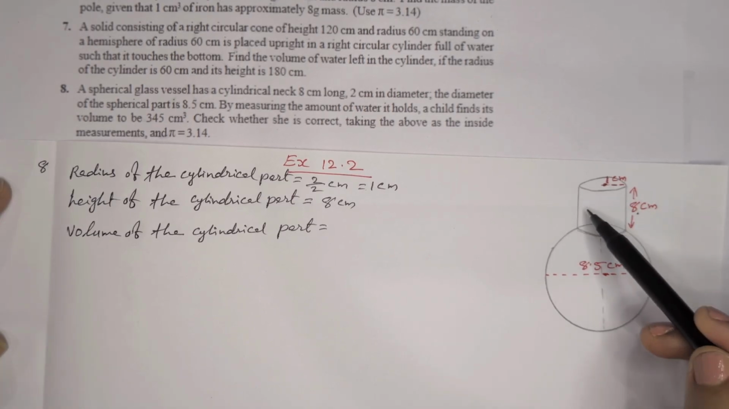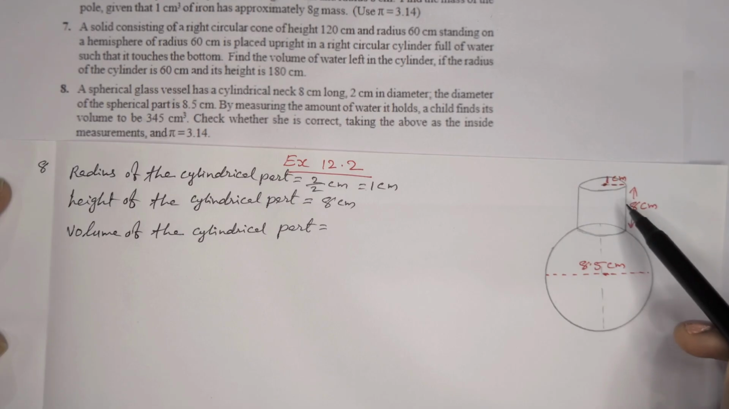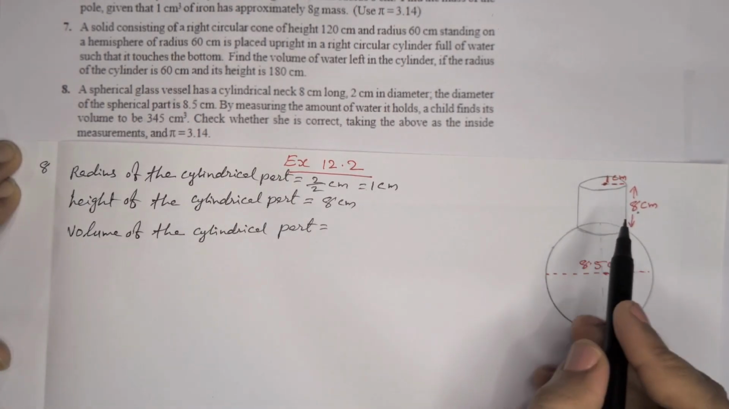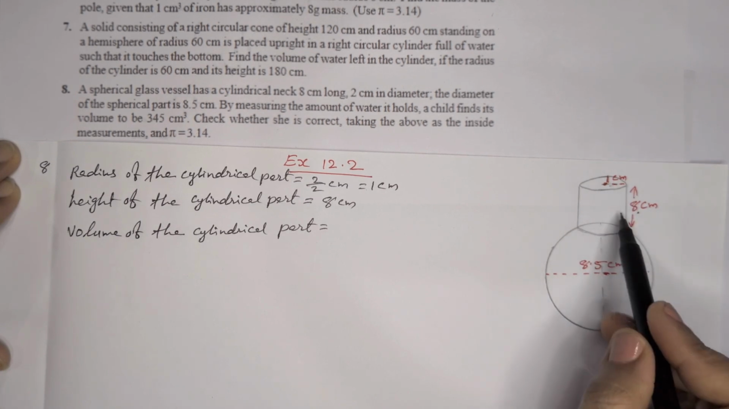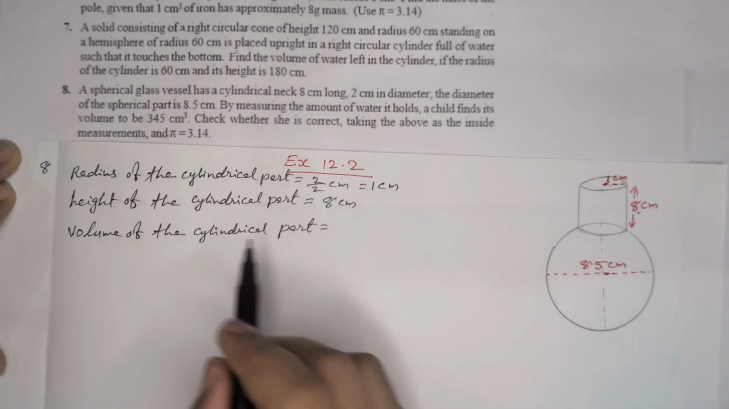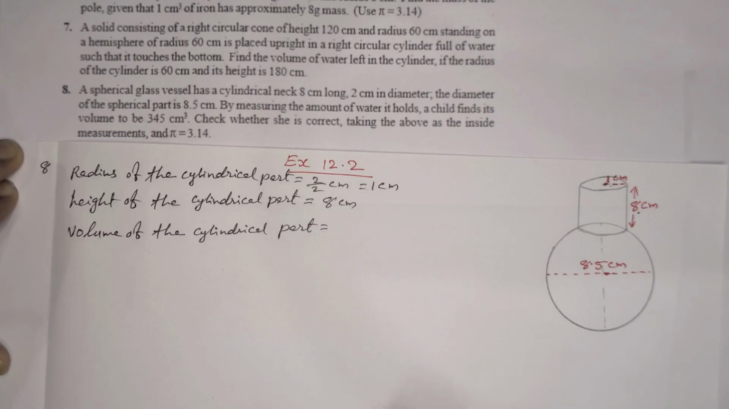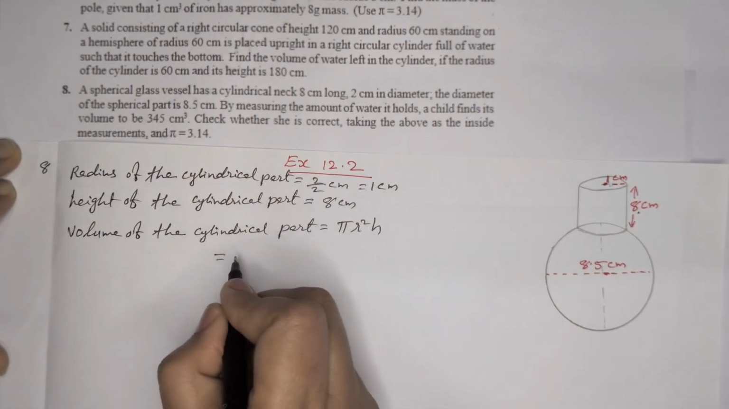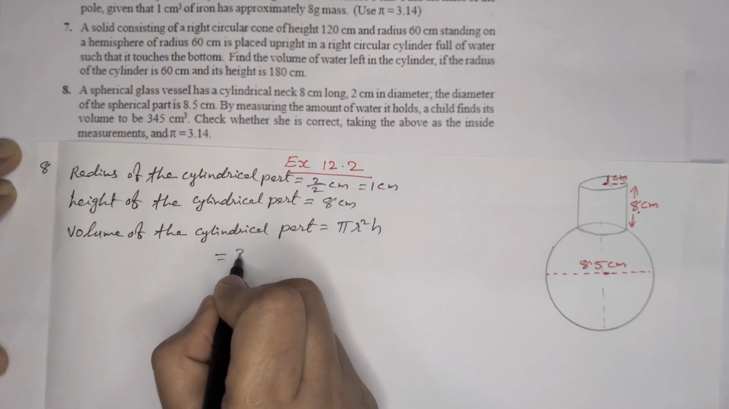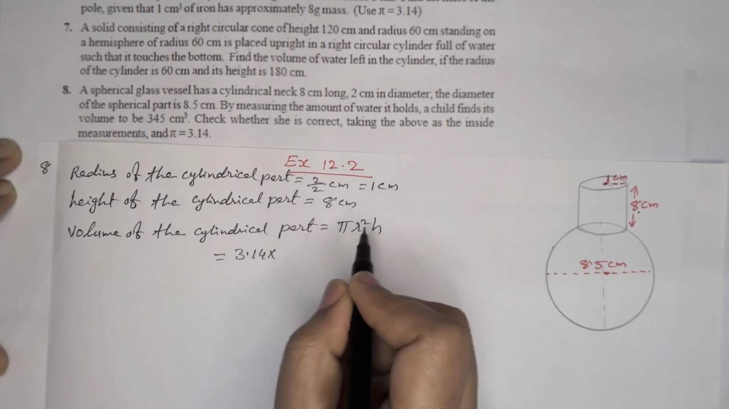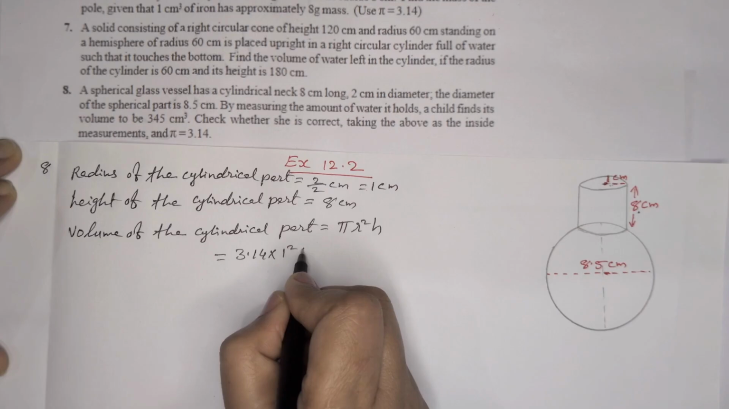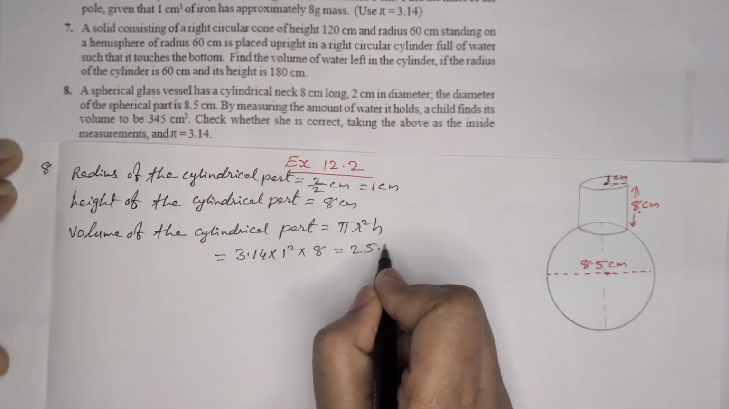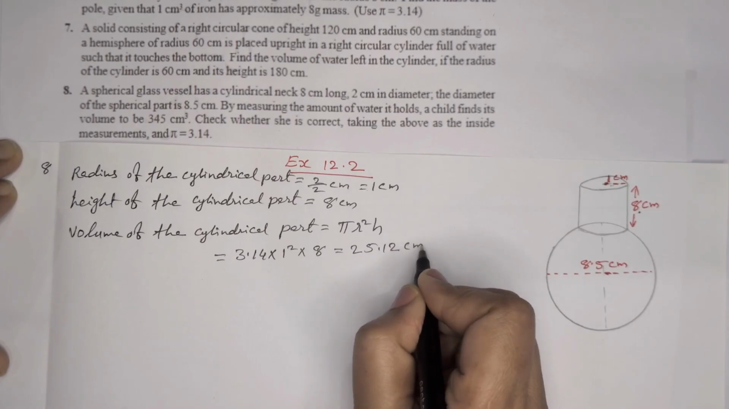So first we have to calculate the volume of the cylindrical part. The radius is half of 2, that is 1 cm. Height is 8 cm. So volume of the cylindrical part is equal to pi r square h, which is equal to 3.14 into 1 square into 8, which is equal to 25.12 centimeter cube.